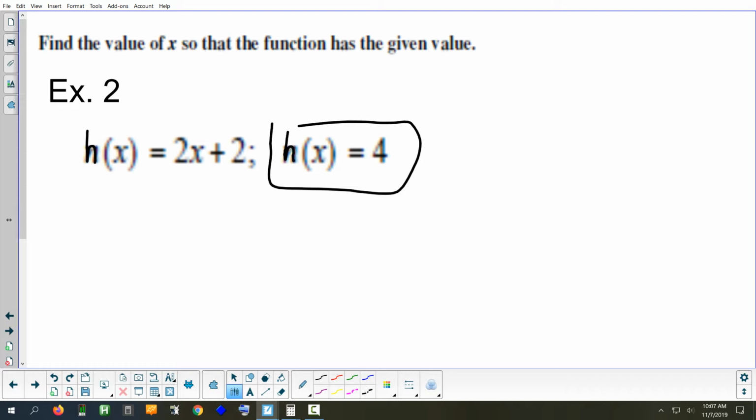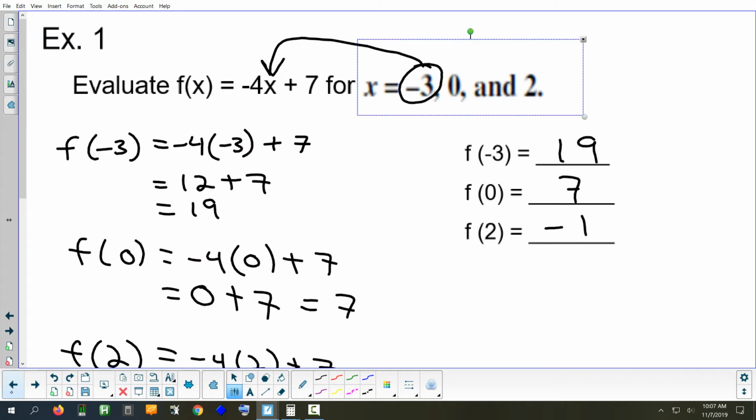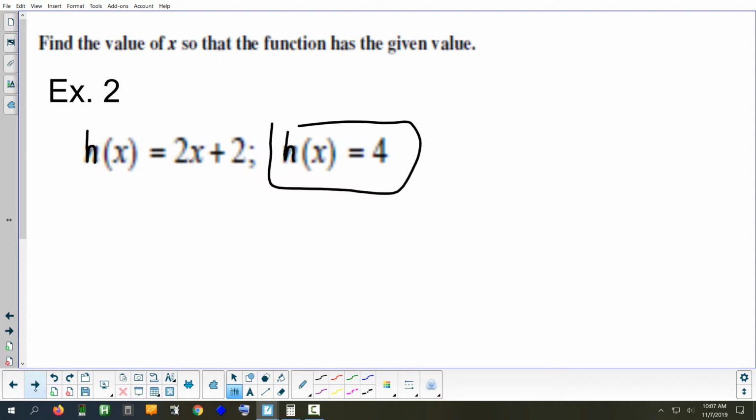So they're telling me to plug something in. They're telling me to plug in 4 for what? X. No, it doesn't say X equals 4. That's like what we did right here. X equals negative 3, X equals 0. Where do they want me to put that 4? They don't want me to put it for X.